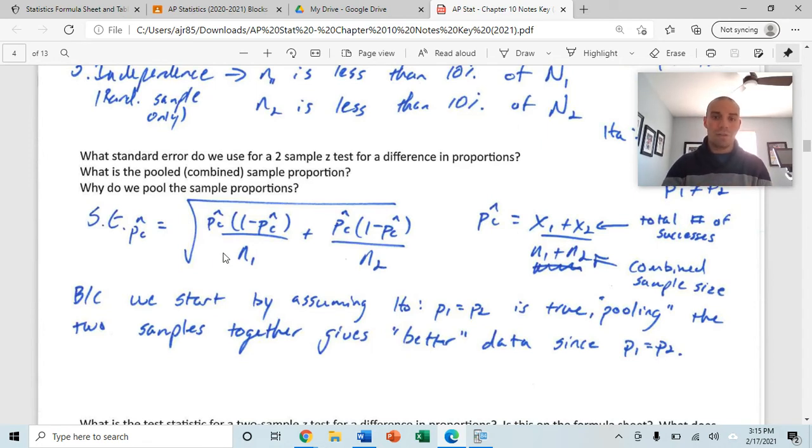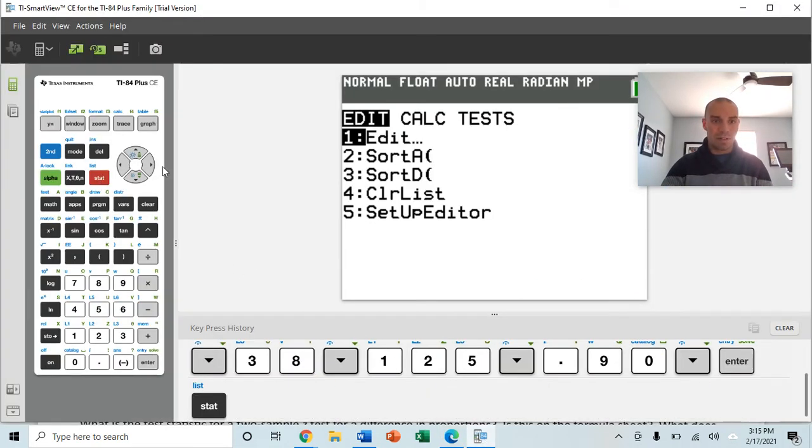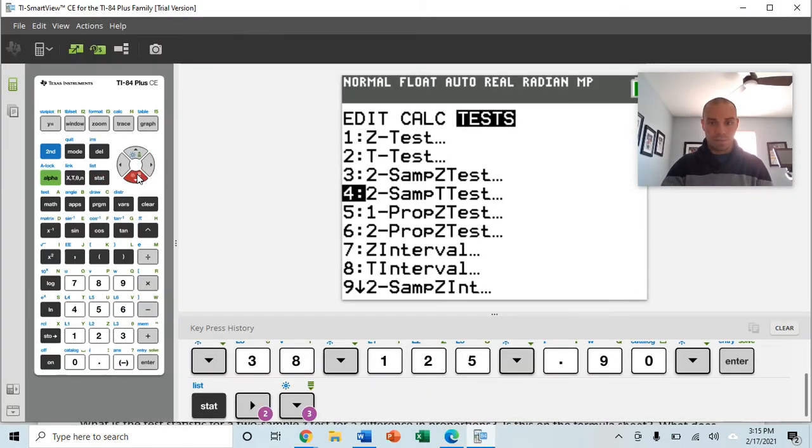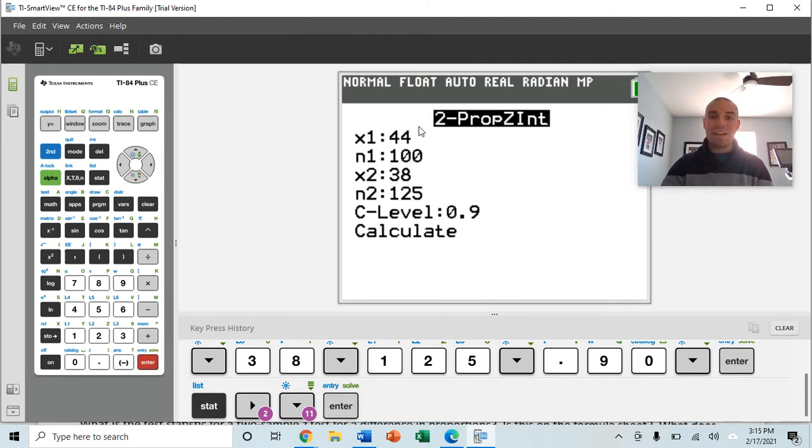So the standard error that we use here is for the pooled proportion, the pooled combination, where we take our x1 value plus our x2 value over n1 plus n2. So for example, if I went back to this problem here, my pooled proportion, I would have to take that 44 and that 38 to get 78 over 225 to be the pooled proportion that I would use as P sub C hat, okay? So that's the only difference in there.